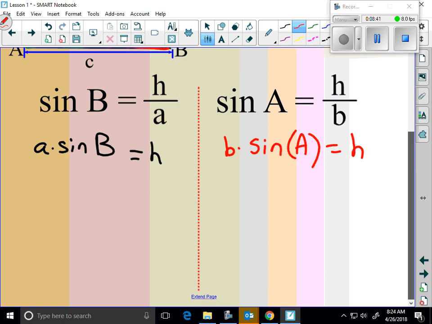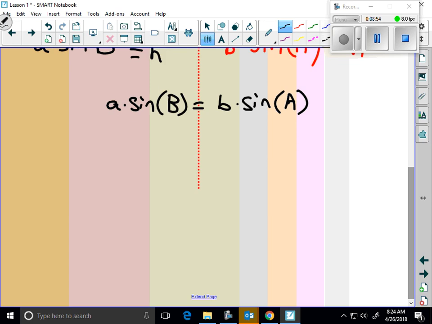And if they're both equal to H, what's true about them? They're equal to each other. This is just a mini proof here for you, folks. This is free chicken. You can show this to your parents, maybe at like a party, like a retirement party, and be like, hey, did you know this?